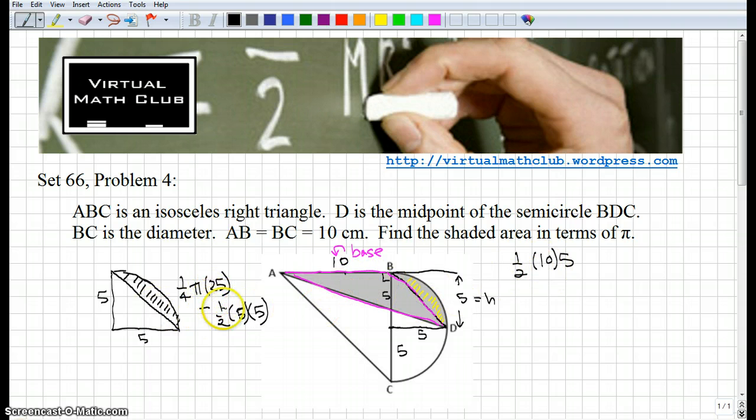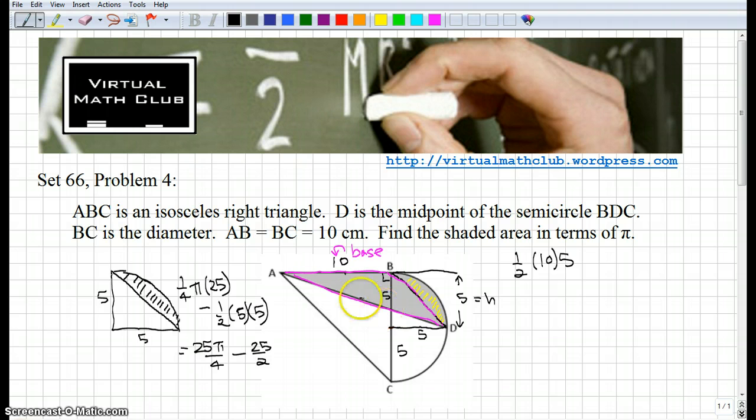Okay, so let's figure out what we got here. Let's see, we'll just write this as 25 pi over 4 minus 25 halves. Okay, so that's our answer in terms of pi. That's just the area of this little sector here.